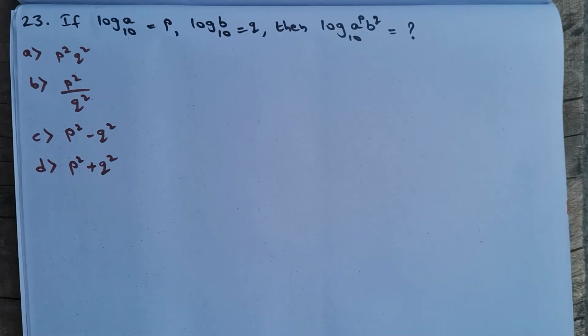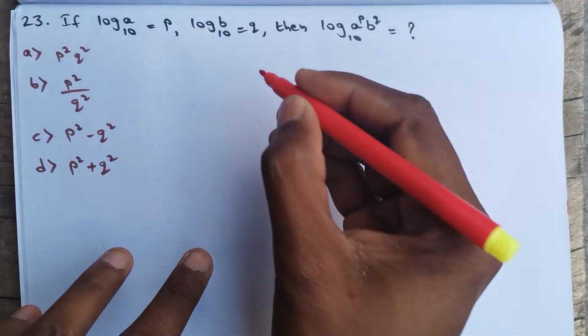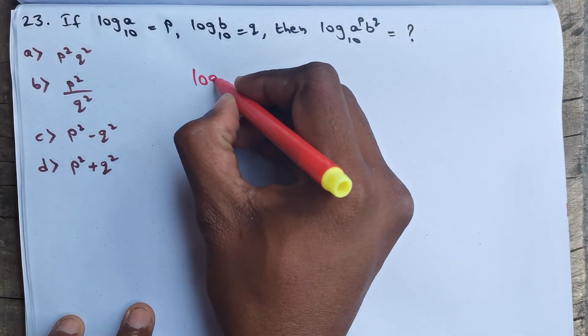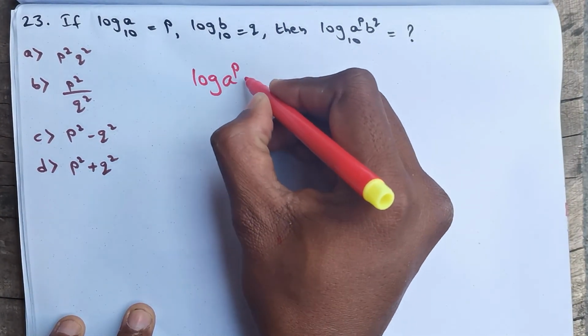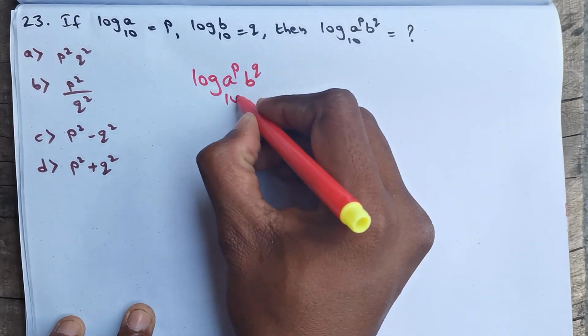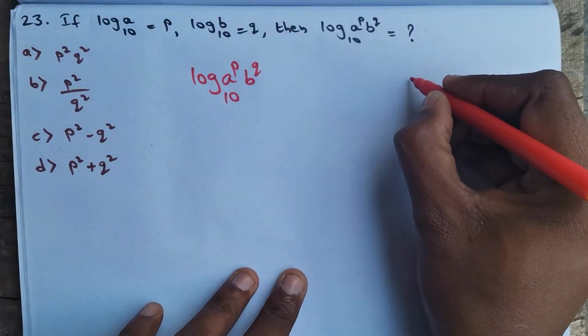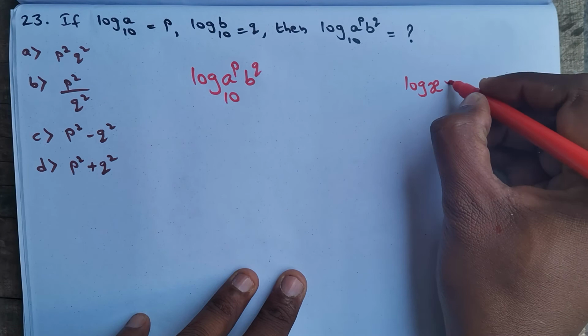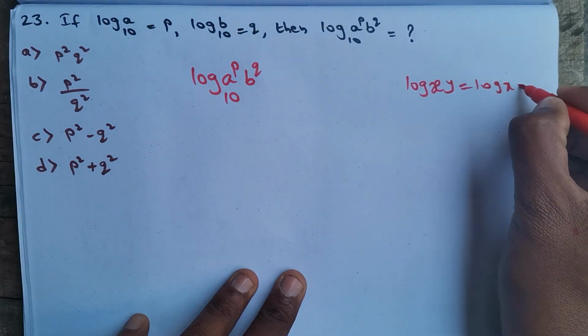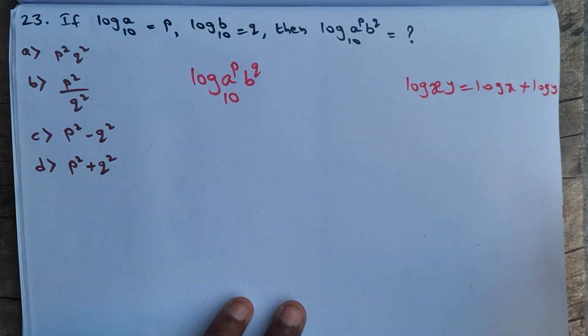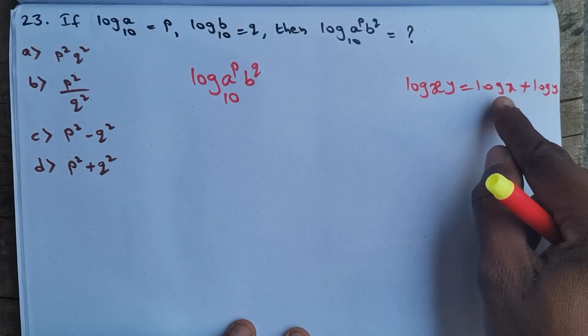The question is, if log a base 10 is equal to P and log b base 10 is equal to Q, then what is the value of log of a power P and b power Q with base 10? Here he gave log of a power P, b power Q with base 10. So we know one formula already: log xy is equal to log x plus log y.